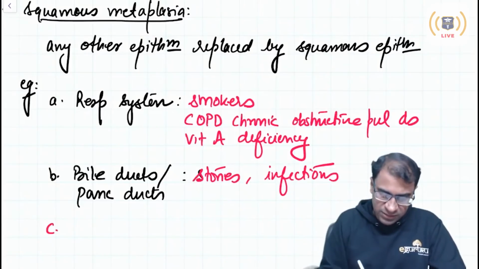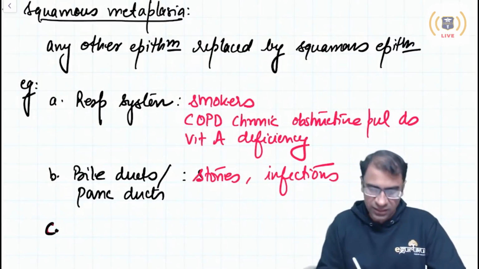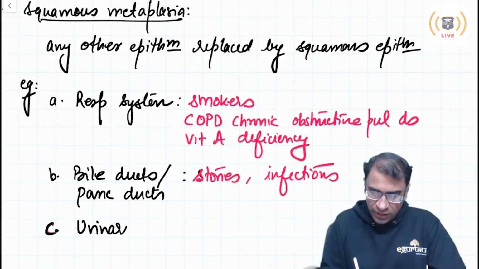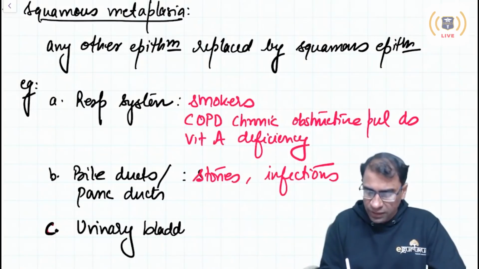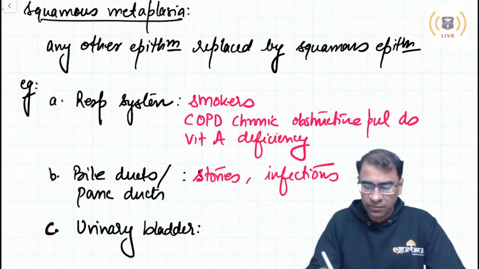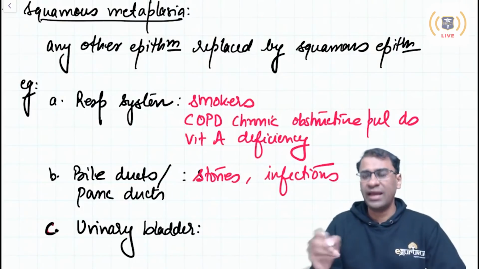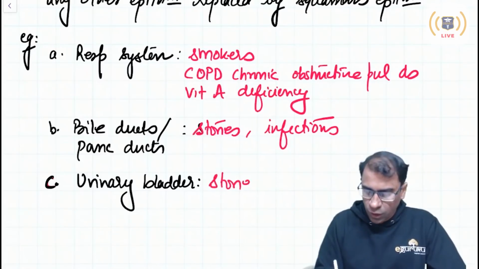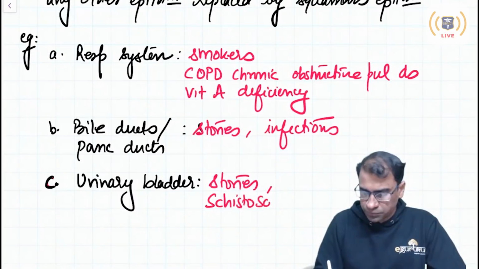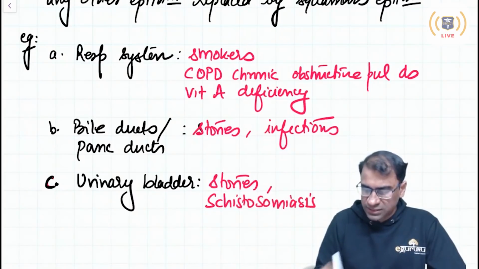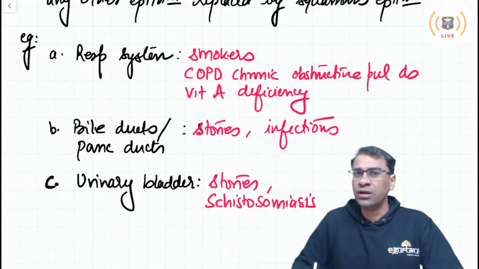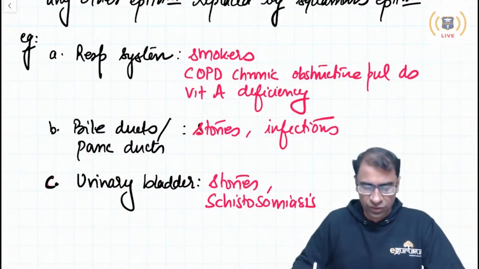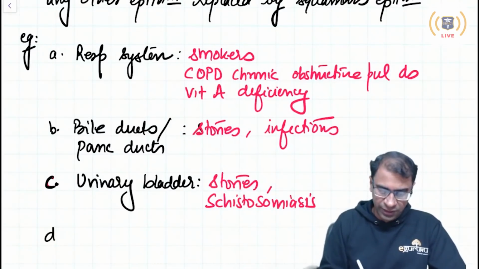The third one, C, is the urinary bladder. The bladder normally has transitional epithelium. Because of stones or infection by schistosomiasis, it will change to squamous epithelium.